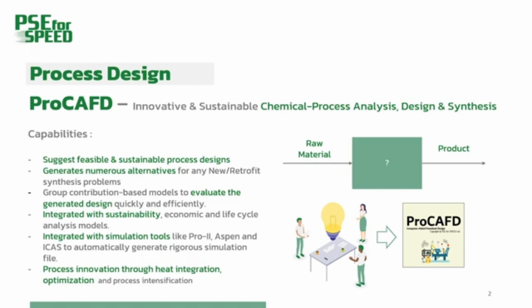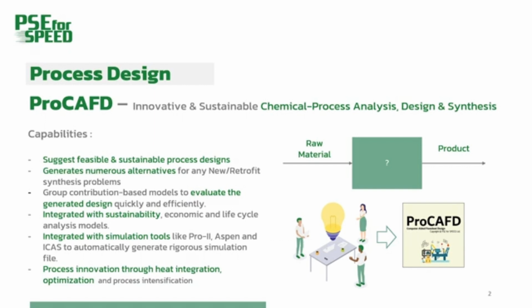Let's say that we have raw materials and we want to get the product. The green box in the middle is the process of reaction and separation. ProCAFD can tell us which process should be in the green box in the middle. The software can screen the possible processing alternative routes, and it also can rank the processing alternative routes in terms of the energy, carbon footprint, and etc.